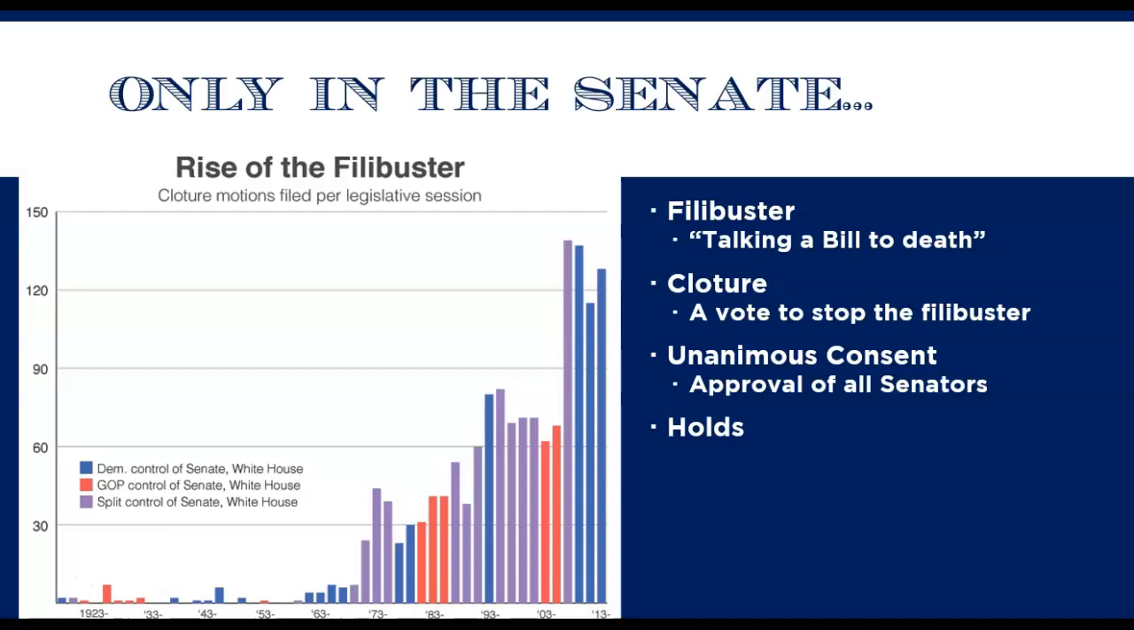You have what's called holds. This is a stall in the discussion of a bill, used when someone objects to a bill being voted on.